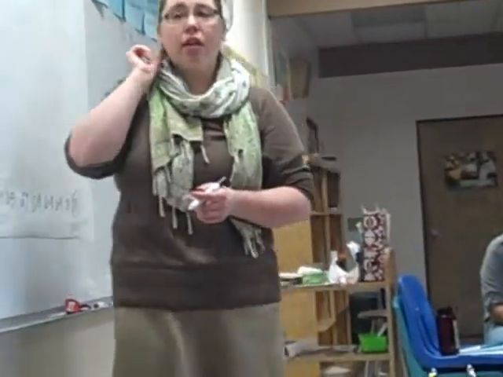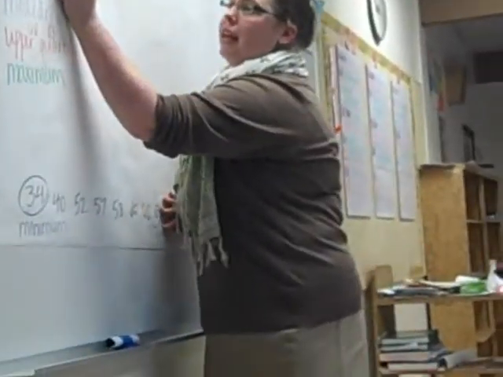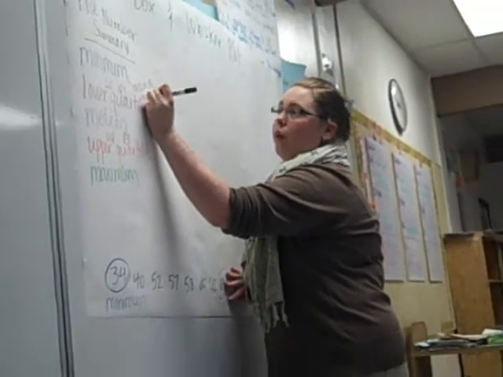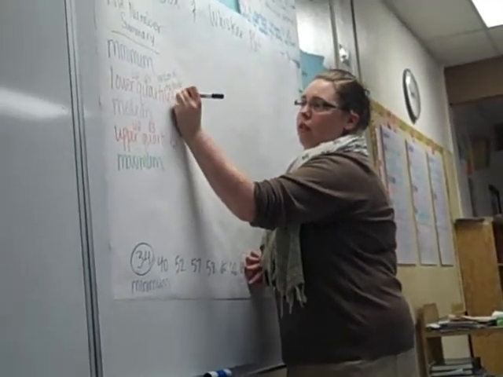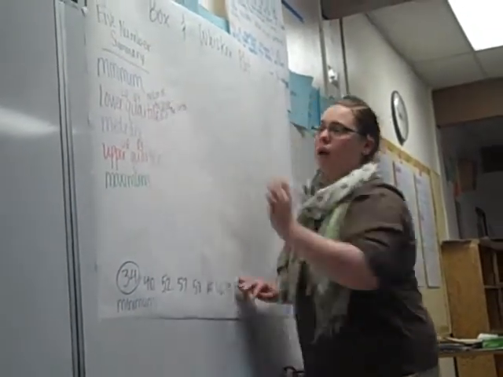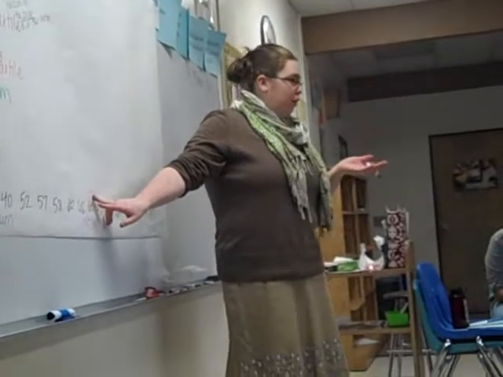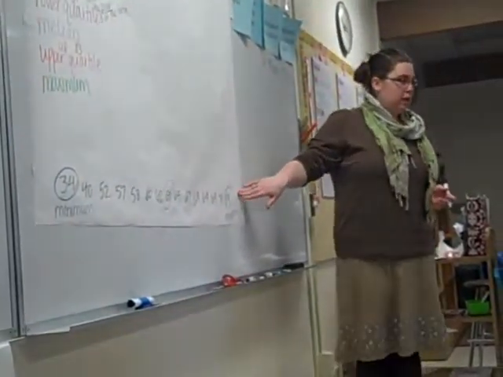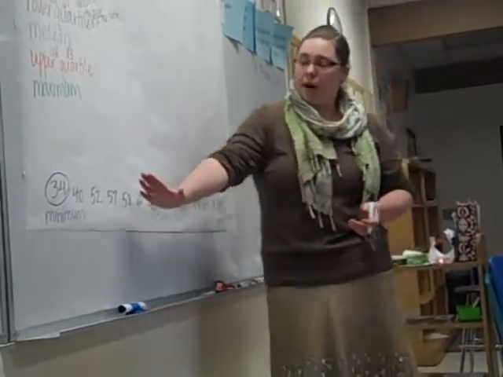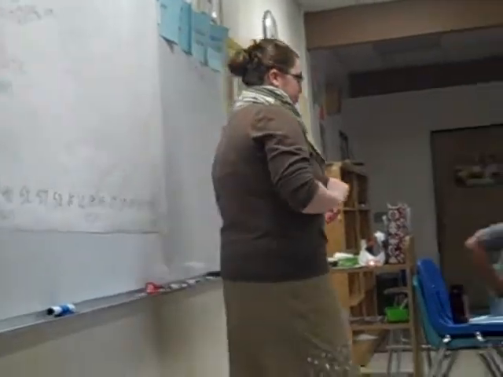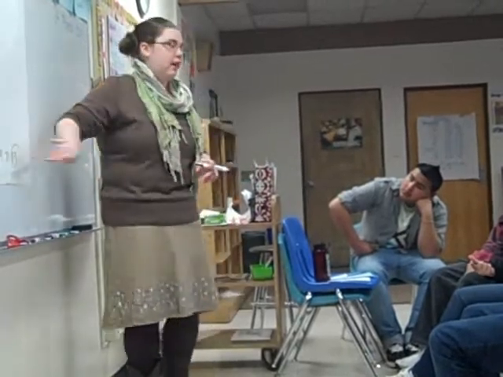Tiffany, you want to add to that? No? Okay, so it's the median of the lower half of the data. So remember that the median is the middle. That means that half the data goes this way and half the data goes this way. So if I take the lower half and I find the middle number, that's my lower quartile. Okay? So let's do this one together, and then I'll have you do the upper quartile by yourselves.